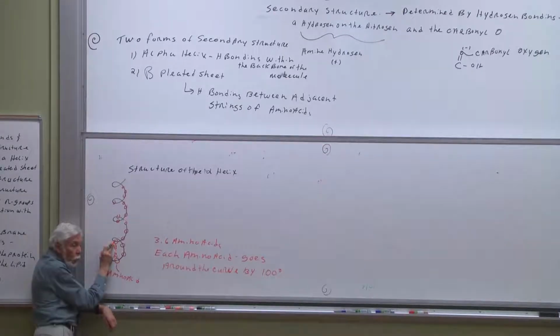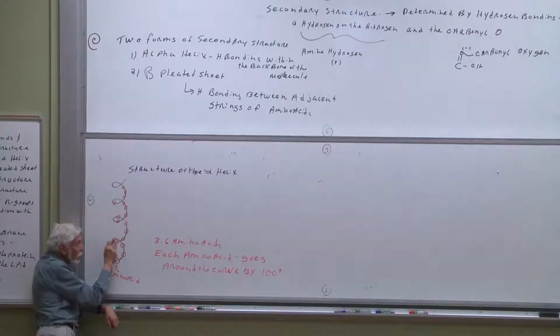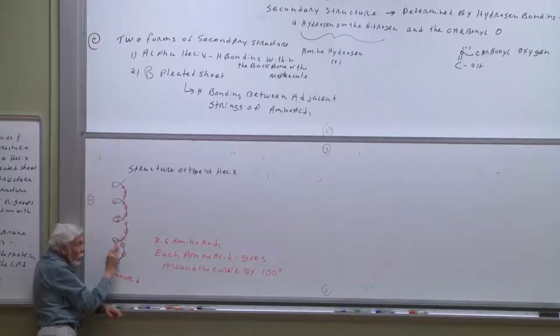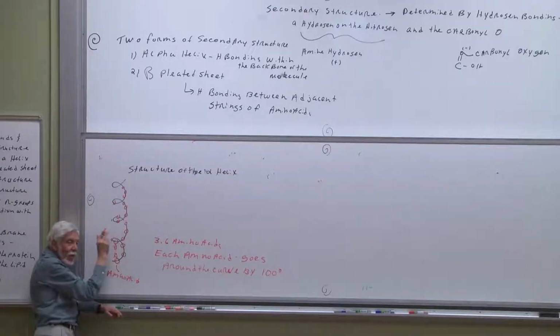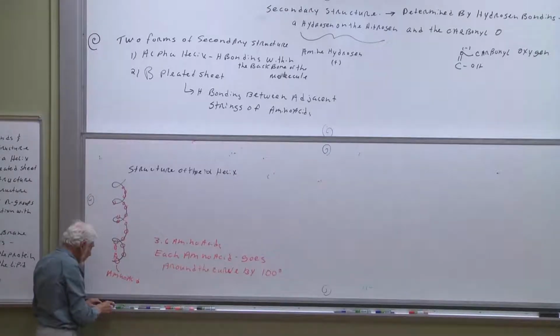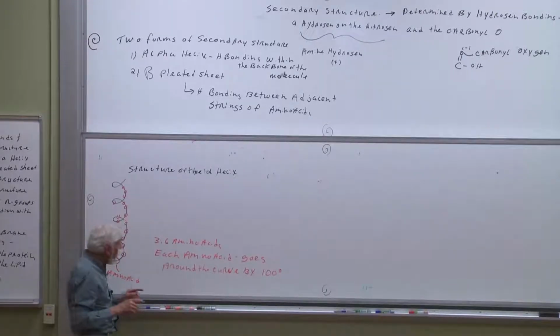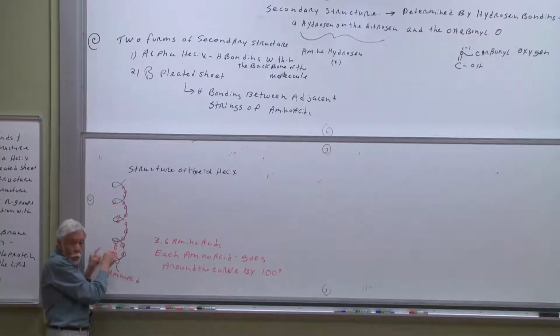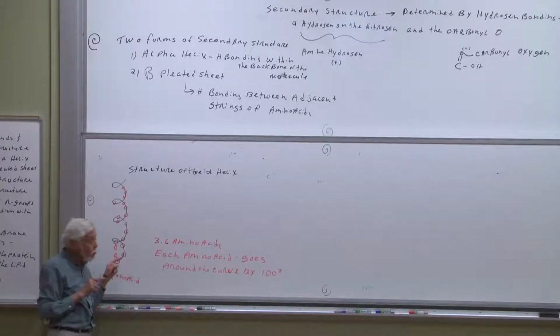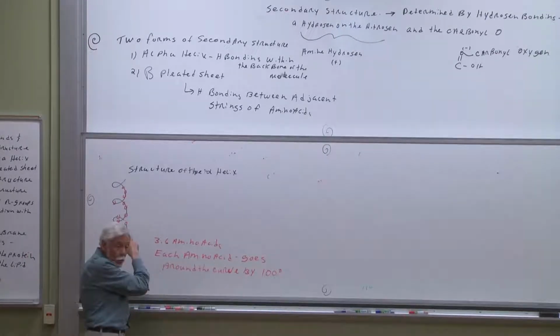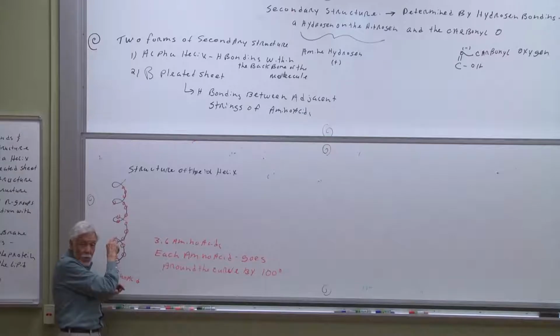So 1 goes to 4, 2 goes to 5. 1 plus 3 is 4. 2 plus 3 is 5. 3 goes to 6. So in other words, if you look at it again, imagine walking up the spiral staircase. But now, rather than having 12 or 14 steps to go around a full circle, we're going to go around the full circle in 3.6 steps. Those are mighty big steps.